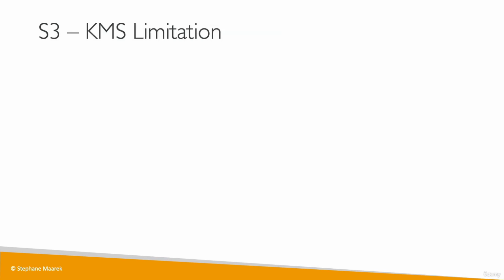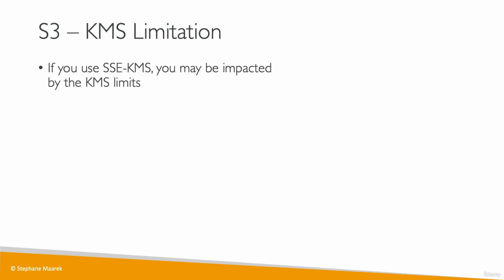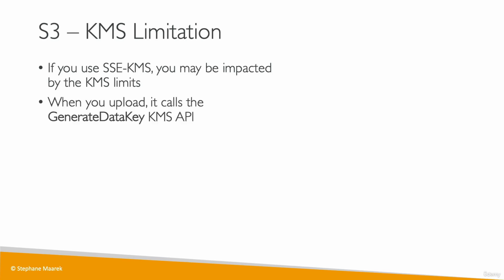So that's perfect. Next, let's talk about KMS as a limitation to S3 performance. If you have KMS encryption on your objects using SSE-KMS, then you may be impacted by the KMS limits. When you upload a file, S3 will call the GenerateDataKey KMS API on your behalf, and when you download a file from S3 using SSE-KMS, S3 itself will call the Decrypt KMS API. And so these 2 requests will count towards the KMS quota.